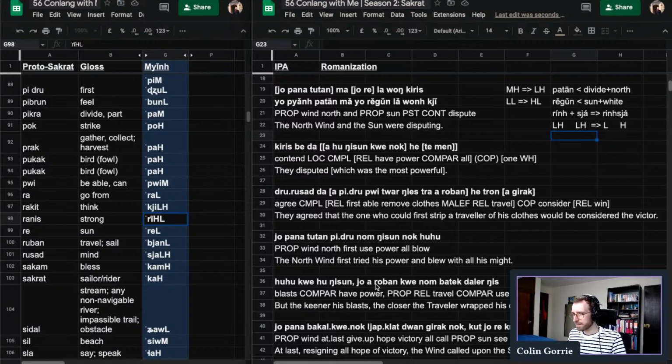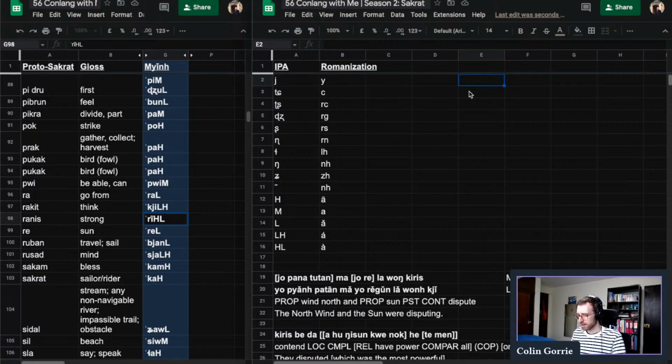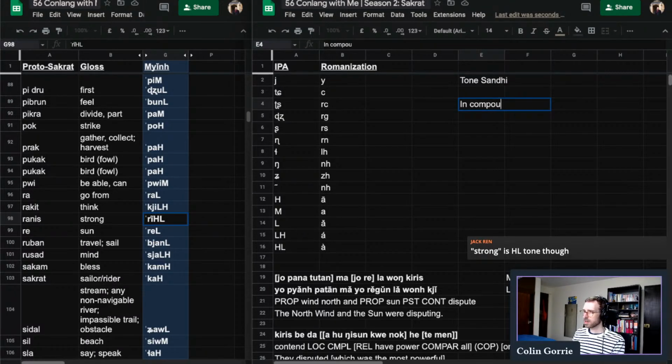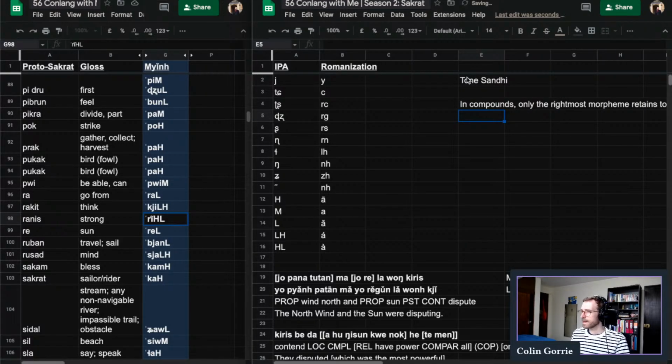So to write this up, let's write this up over here. Tone sandhi in compounds, only the rightmost morpheme retains, or rightmost morpheme syllable, same difference in this language, retains tone. Let's pull this over here so you can see the whole thing. So that's rule 1.